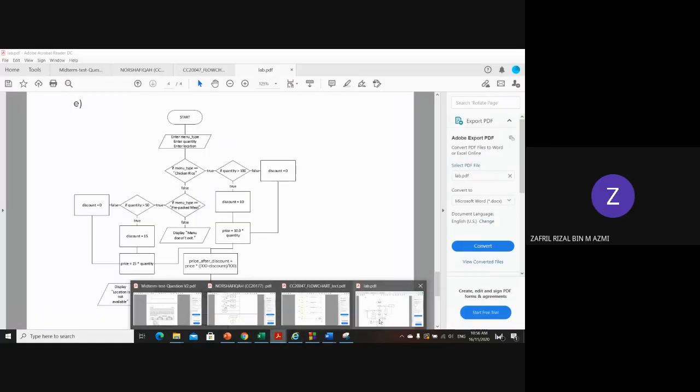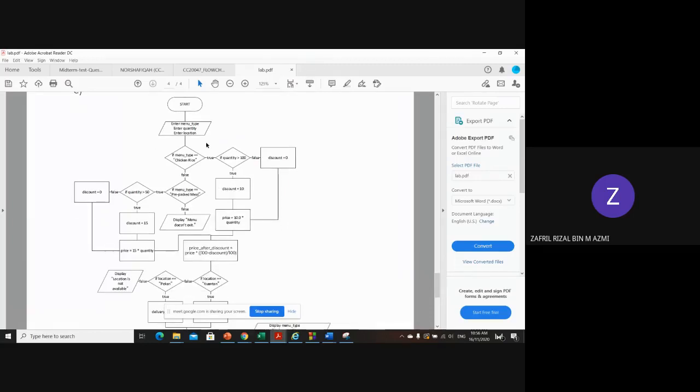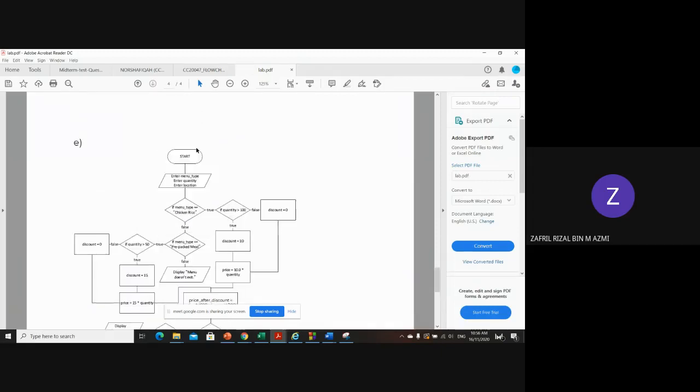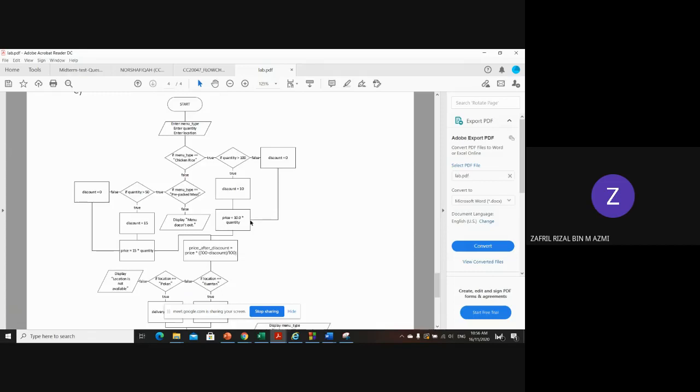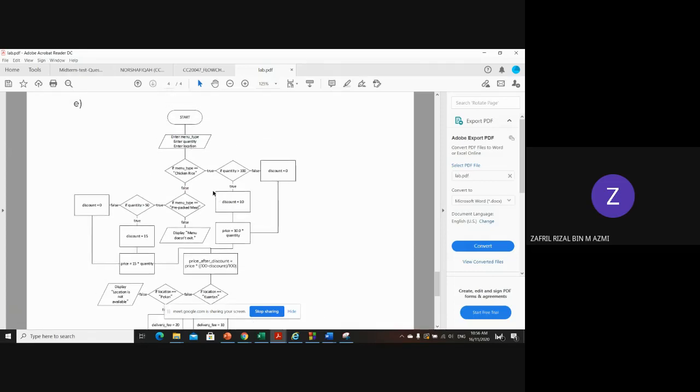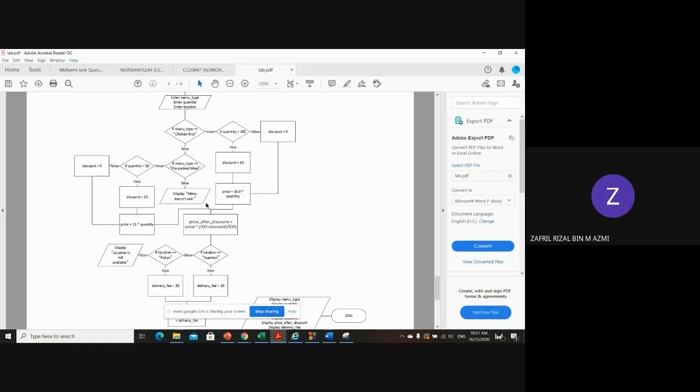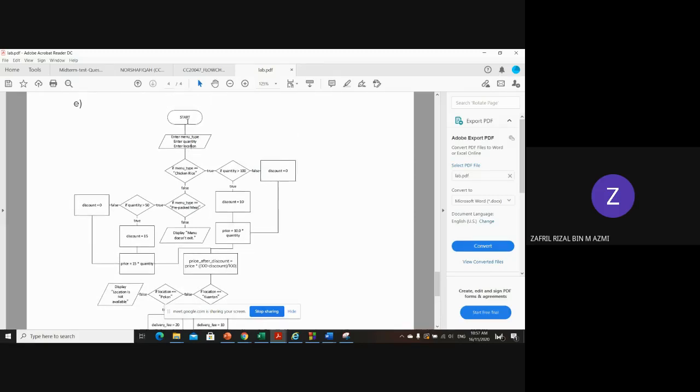Right. So is your friend's answer correct? Okay, enter menu type, quantity and location. So you need to enter whether it is Kuantan or Pekan. So Kuantan is 10 ringgit, Pekan is RM20. Okay, so let's look at this. If menu type equal to chicken rice, if it is true, so you see over here, if it is true, there's another condition.